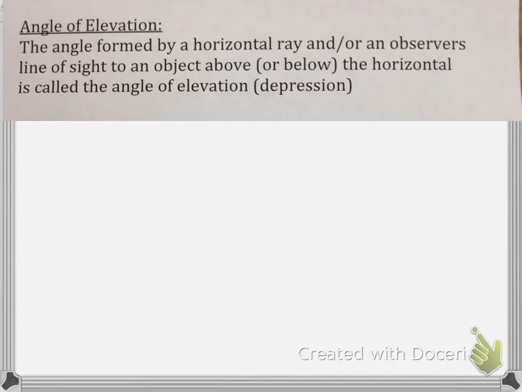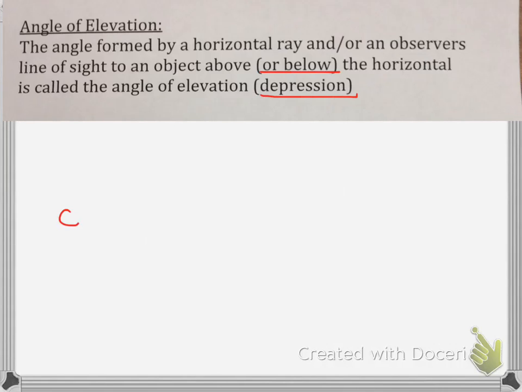So now let's go on to some word problems. Definition: the angle of elevation. The angle formed by a horizontal ray and an observer's line of sight to an object above or below the horizontal is called the angle of elevation or the angle of depression. It really depends on whether you're looking above or below. If you're looking above, you're going to have an angle of elevation. If you're looking down, you're going to have an angle of depression.